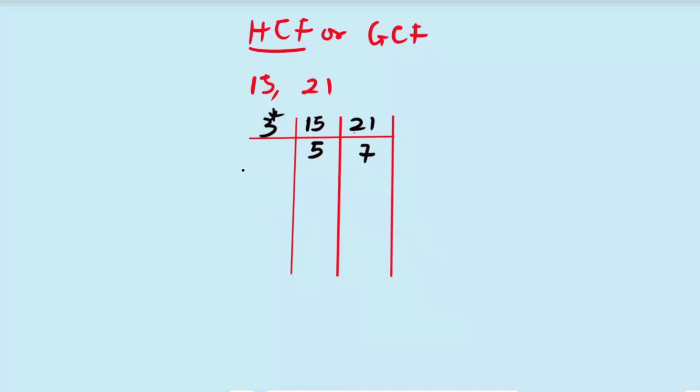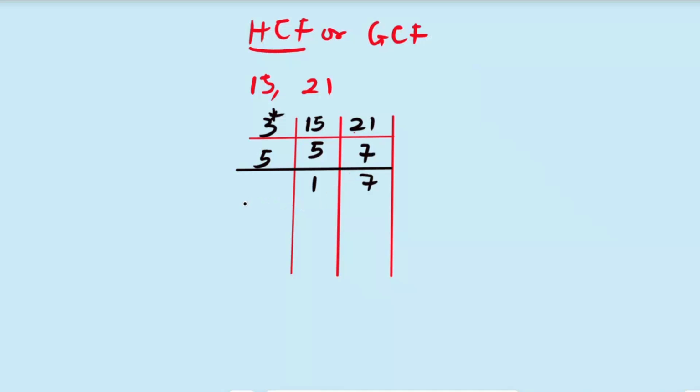Now let's move on. We have 5 and 7. So we can use 5 here. 5 goes into 5, 1. 5 goes into 7. That's not possible. We write the same 7. So we are not going to take this 5 because 5 was not able to go into 7.